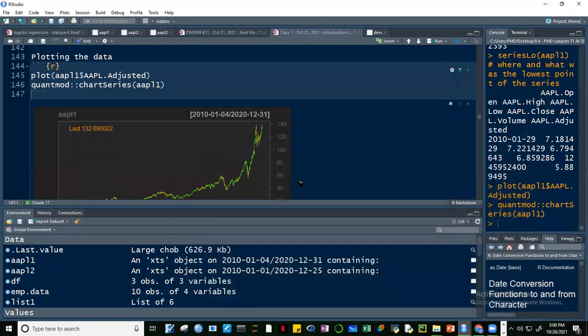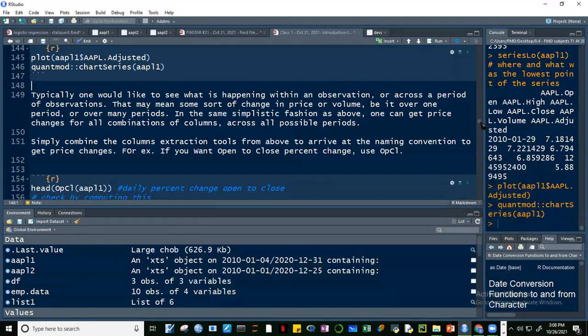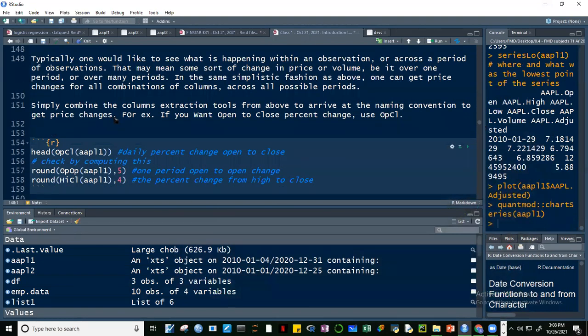Let me just minimize this. I'll close this. The plot that quantmod gives us is different from base R, guys. Base R will not give us a candlestick approach.